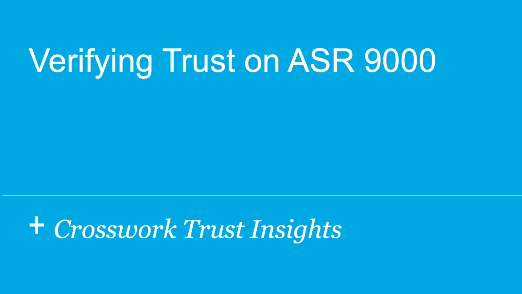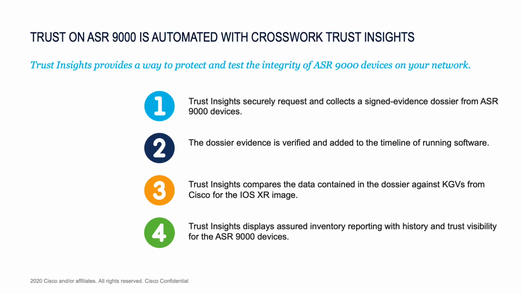Now, although we can do this manually, you can collect the trust dossier and verify it against the known good values. In today's age, it becomes very important to automate security. So on ASR 9000, we've also automated trust. This is done using Crosswork Trust Insights. So Trust Insights securely requests and collects a signed evidence dossier from the ASR 9000 devices, and then automatically compares this data contained in the dossier against the KGVs from Cisco for the iOS XR image that is in use. Trust Insights also displays a lot more information like inventory reporting with history and also trust visibility for the ASR 9000 device.